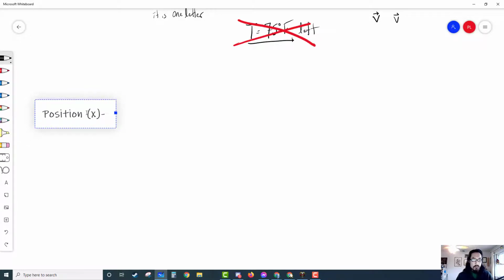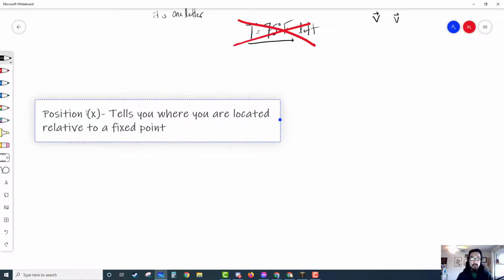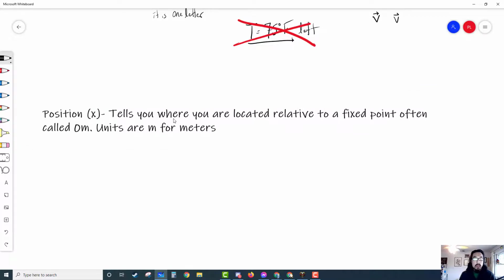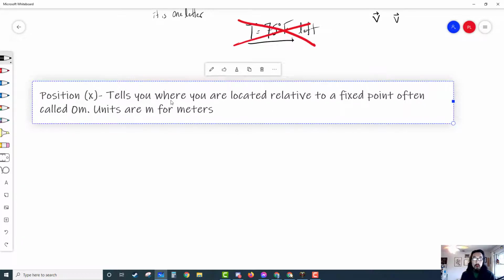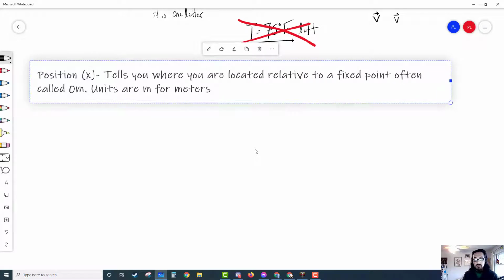So position is a lot like X marks the spot. It tells you where you are located relative to a fixed point, often called 0 meters. So position is X, and we can say that the units are m for meters. So this is position: a relative location from a fixed point, often called 0 meters.